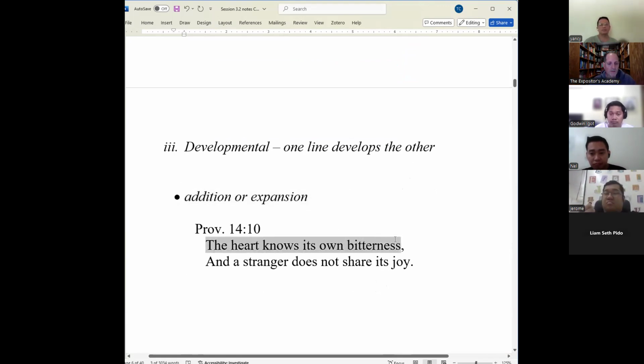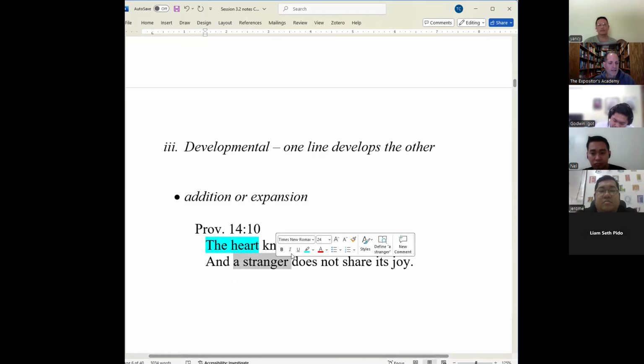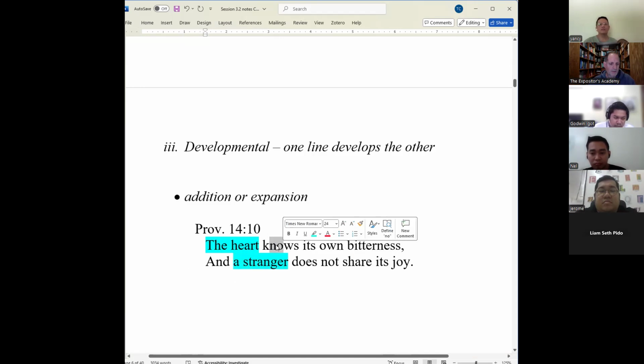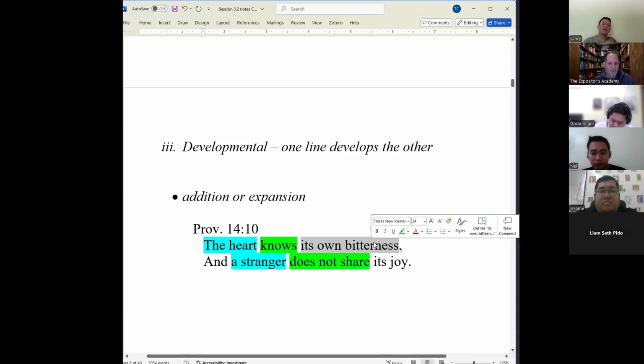The heart knows its own bitterness, and a stranger does not share its joy. Now, here, this is not synonymous or contrastive. Notice it's the heart is the subject, but here, the second line, the stranger is the subject. Now, those really aren't synonyms. Knows is the verb here, all right? And then we have does not share. So those are, again, not really synonymous. Knows its own bitterness.